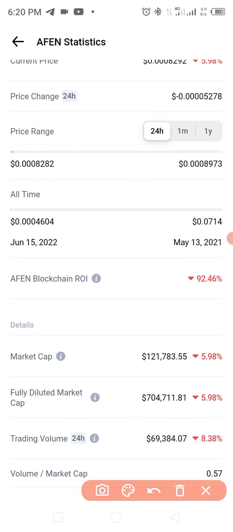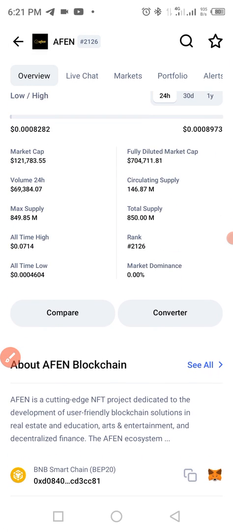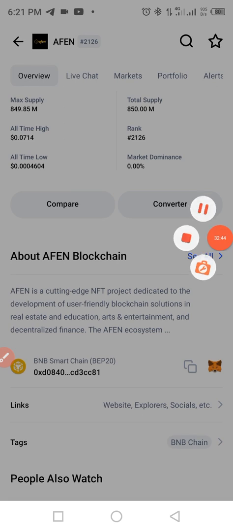This is the all-time low. Meaning the all-time low of this coin was 0.0004, and the all-time high was 0.07. That's what it means here. Let's go and check the most important thing here, which you're going to see in the about section. Let's click on about.